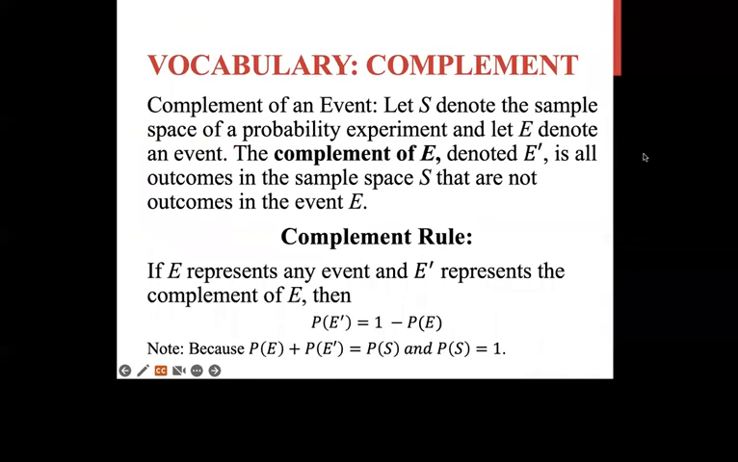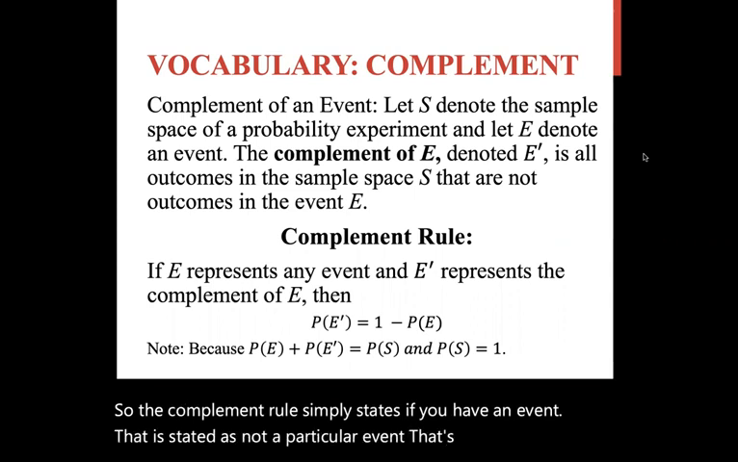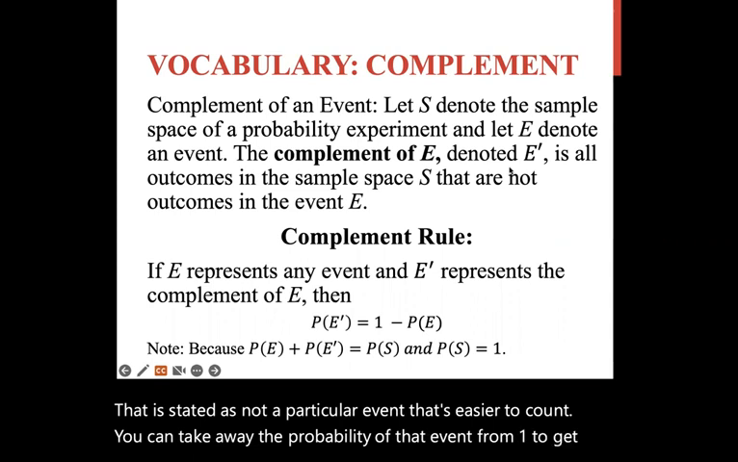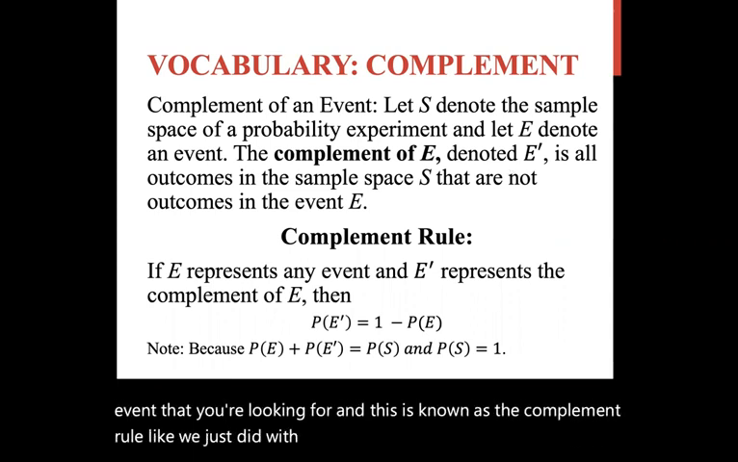So that brings us to another rule, the complement rule. The complement rule simply states that if you have an event that is stated as not a particular event that's easier to count, you can take away the probability of that event from 1 to get the event that you're looking for. This is known as the complement rule, like we just did with the aces.